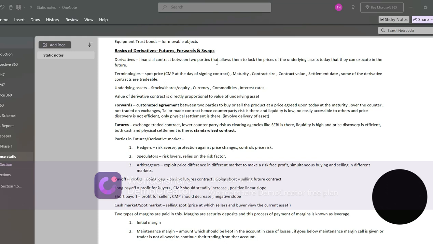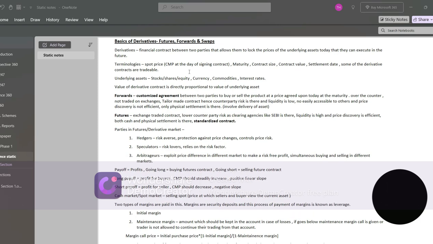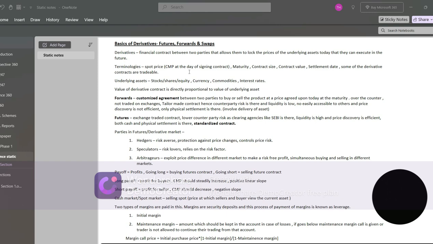Derivatives are based on some kind of underlying asset. It can be a house, or it can be a stock, equity, or anything. Now there are four broad kinds of underlying assets. First is stocks, second is currency, third is commodities, and fourth are interest rates. And the value of the derivative contract is directly proportional to the value of the underlying asset.